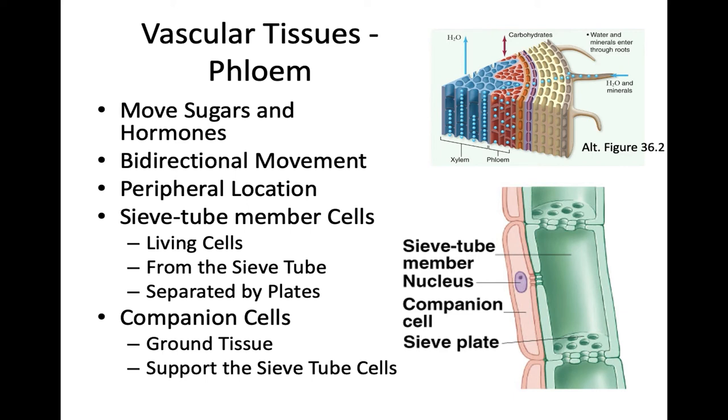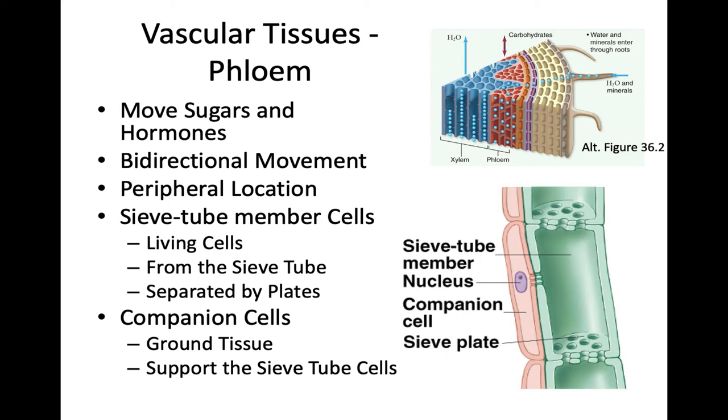Unlike xylem, phloem will move in both directions. So xylem only moves up, phloem moves both up and down, and this will be important to allow the hormones and the sugar to reach all the areas of the plant, because that's the energy and they're also involved in development. Compared to the xylem, the phloem is going to have a more peripheral location in the plant rather than central, and this will be most notable when we talk about eudicot plants.